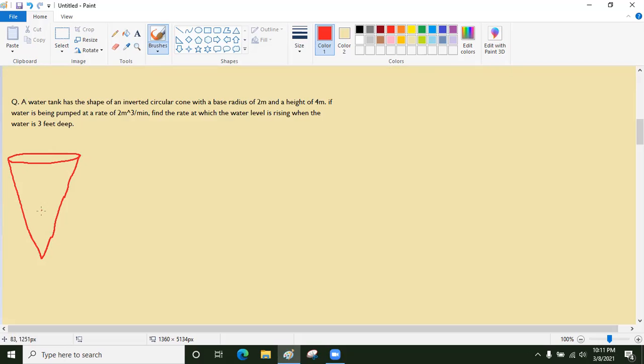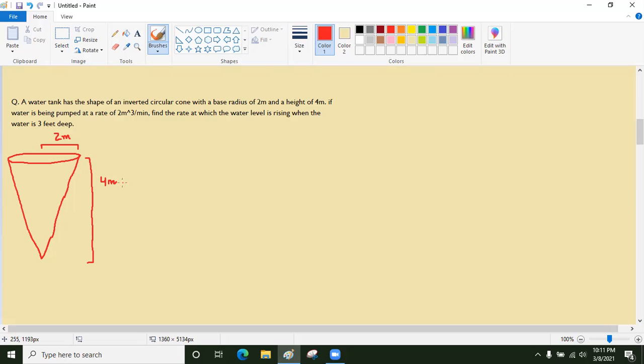And the idea here is to understand what the question is saying in context to the cone. So it's saying that the cone has a base radius of 2 meters. So this would be right here. So you'd have a base radius of 2 meters, and you'd also have a height of about 4 meters, it seems. And if the water is being pumped at a rate of 2 meters cubed per minute, find the rate at which the water level is rising when the water is 3 feet deep.